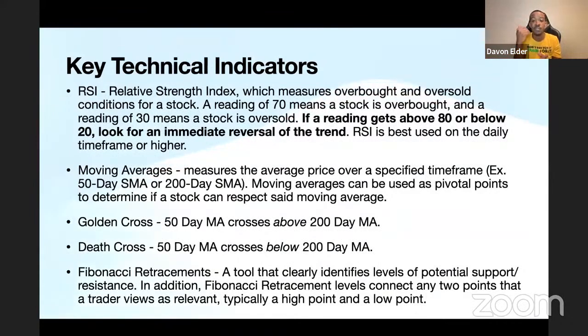Okay, so specifically when you are swing trading, the RSI on a daily time frame is what I believe you should use. Another thing I want you to keep in mind too is that the higher the time frame, the more dominant. So like I said, the RSI is best used on the daily time frame or higher.